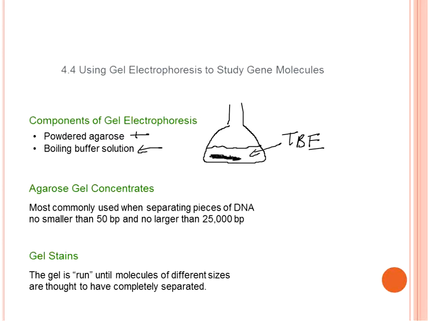You want to make sure your flask is large enough so the solution doesn't boil over in the microwave. So make sure you have a large flask with your buffer and agarose in there. Once it is completely dissolved and completely clear, then you can pour the gel. Now, you can pour gels of different concentrations. We'll talk about that in a minute.